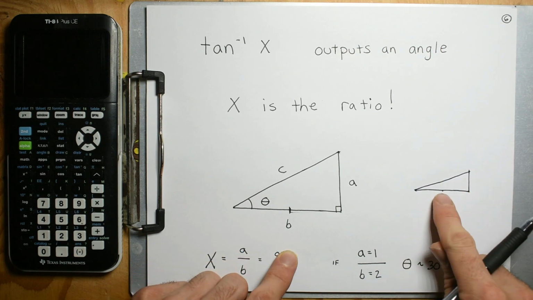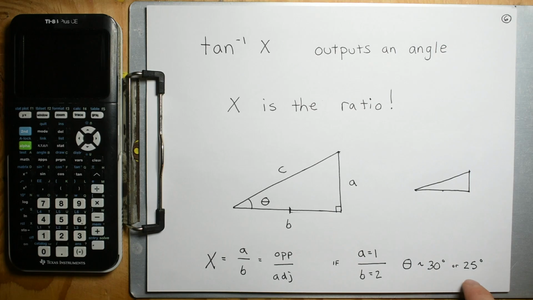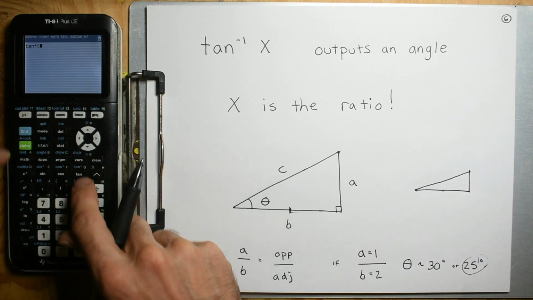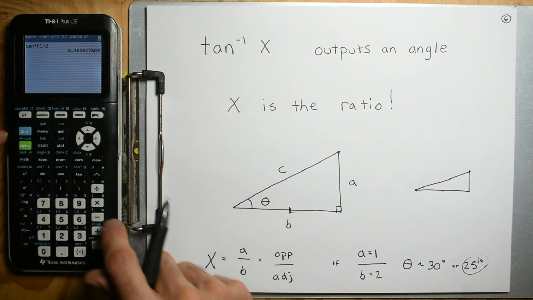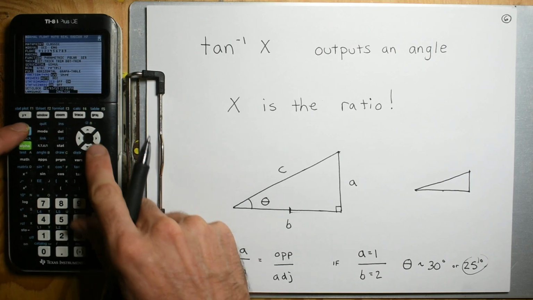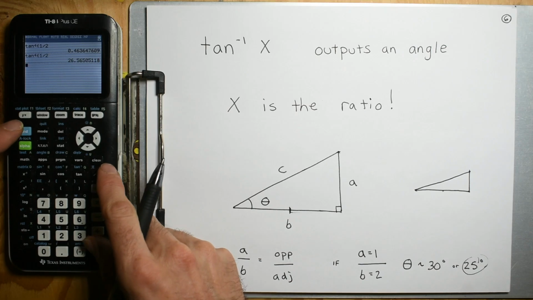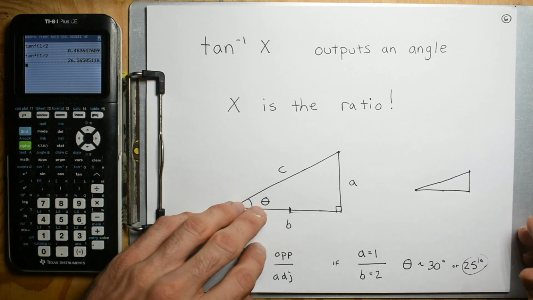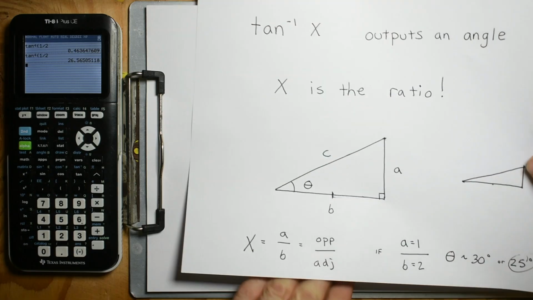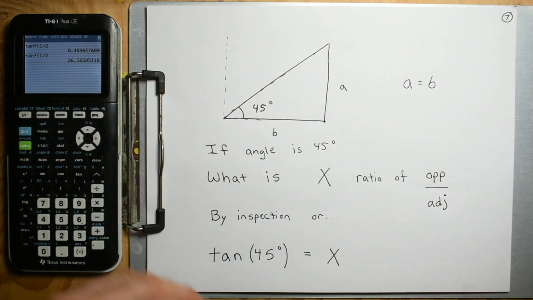This is probably more to scale, and this is about 25 degrees. You know what I mean? We could do inverse tangent of 1 divided by 2. Pop it into degrees, and we get 26.56. All right, hell yeah. So now we know x is a ratio.